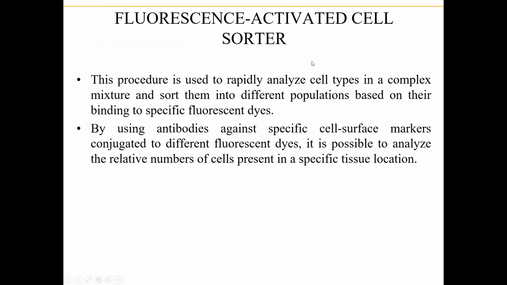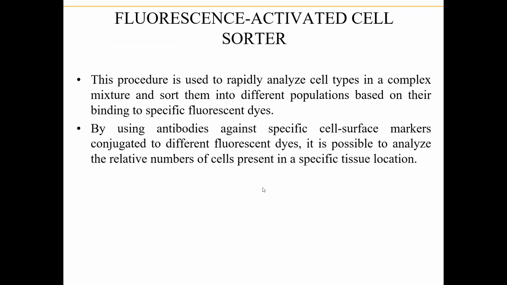Then the other important thing is the fluorescence-activated cell sorter, or it is termed a flow cytometer. This procedure is used to rapidly analyze cell types in a complex mixture, because blood is a complex mixture, and sort them into different populations based on their binding to specific fluorescent dyes. By using antibodies against specific cell surface markers conjugated to different fluorescent dyes, it is possible to analyze the relative number of cells present in a specific tissue location.